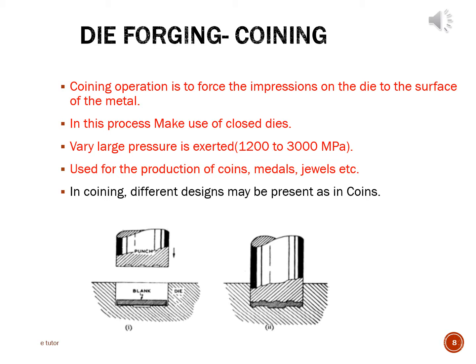Now let's look at coining operation. Coining operation is mainly used to produce coins, medals, jewels, etc. In coining operation, impressions are produced on the workpiece or blanks by keeping them in the die cavity. In the figure we can see there is a punch used to create the impression on the blank. Very large pressure is exerted, approximately 1200 to 3000 megapascal.